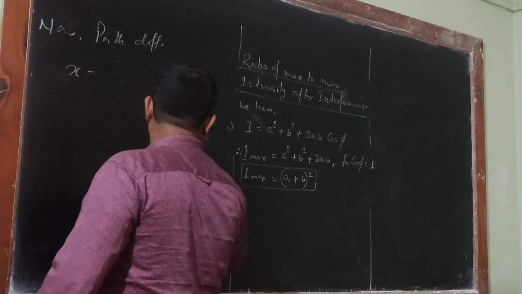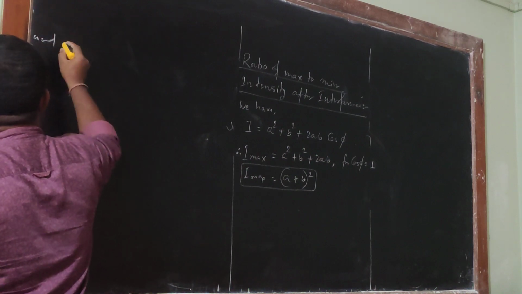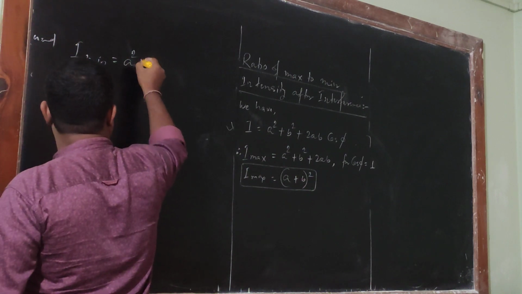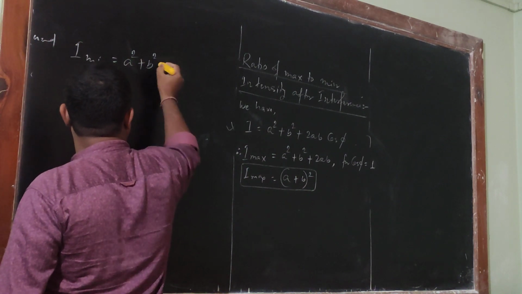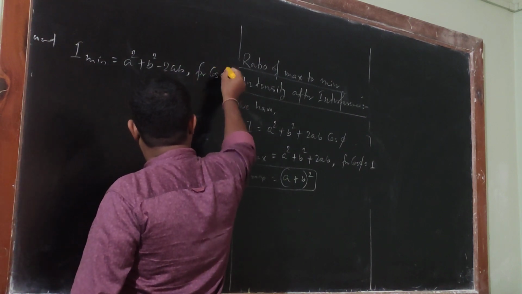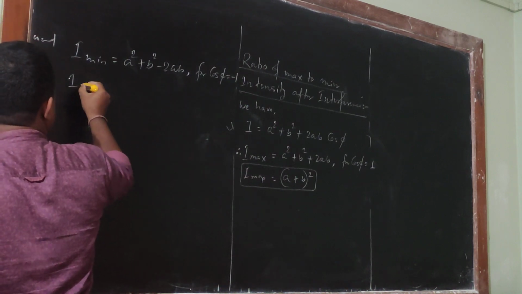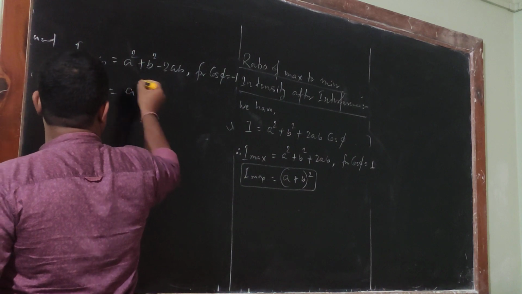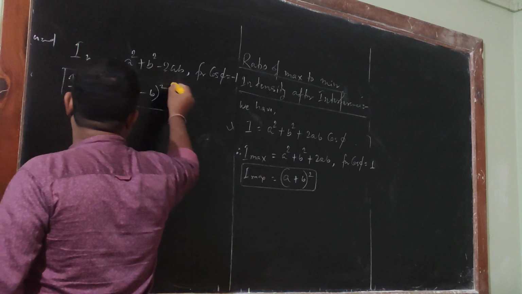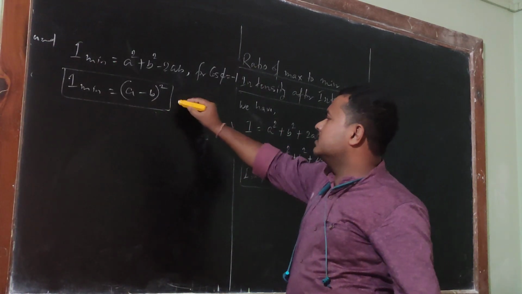Similarly, you can find out minimum intensity. I minimum is a square plus b square minus 2ab for cos phi equal to minus 1. So I minimum is (a minus b) whole square. Okay, so we got the formula: I max is (a plus b) whole square, I minimum is (a minus b) whole square.